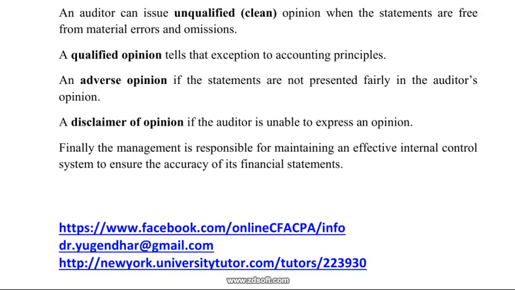Finally, the management is responsible for maintaining an effective internal control system to ensure the accuracy of financial statements. This is the main intention of the management: to control all accounting and all internal controls, and to make sure to improve the efficiency of the organization, especially in the finance department.